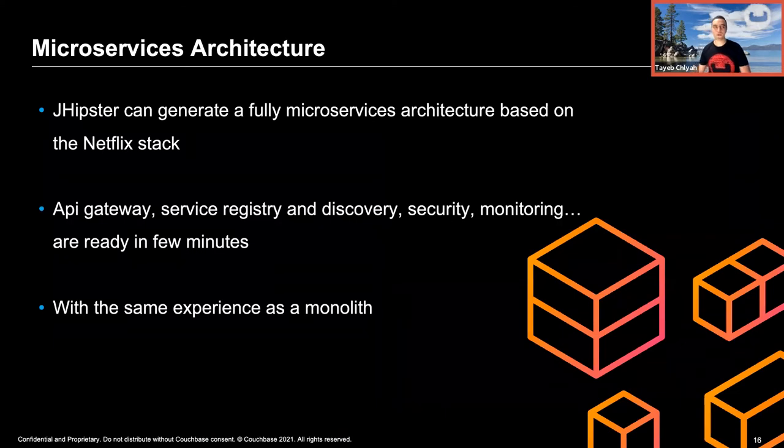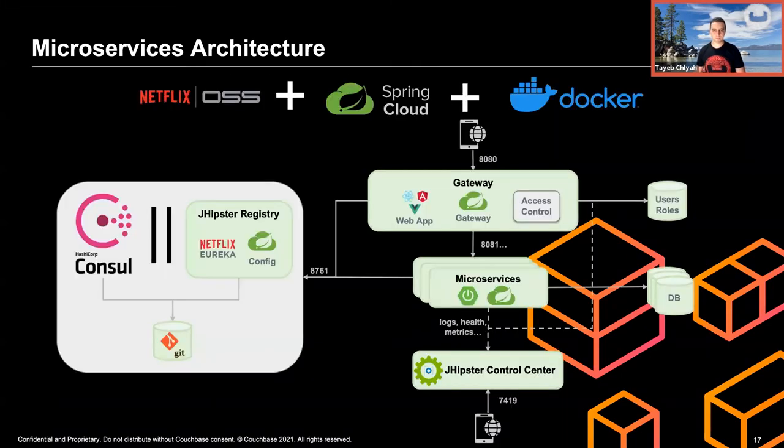JHipster can generate a fully microservice architecture based on the Netflix stack. API gateway, service registry, discovery, security, and monitoring are ready in a few minutes with the same experience as a monolith. Microservice architecture in JHipster is composed of microservices, which are JHipster generated applications that handle REST requests. They are stateless and can be scaled up by launching multiple instances to handle more traffic.